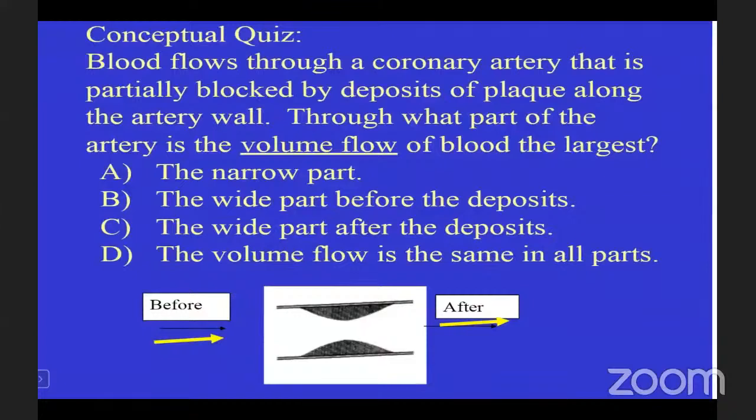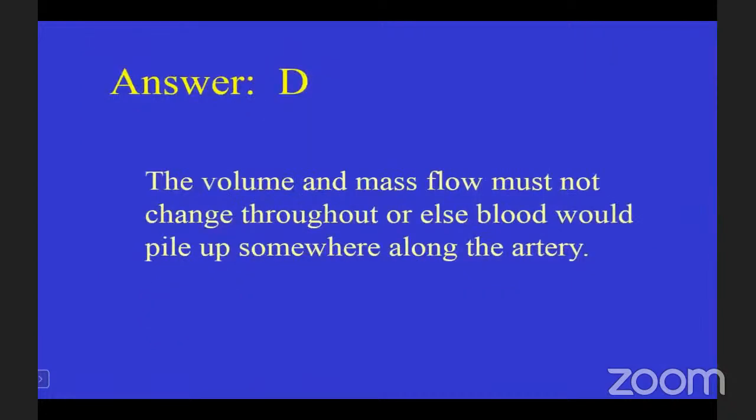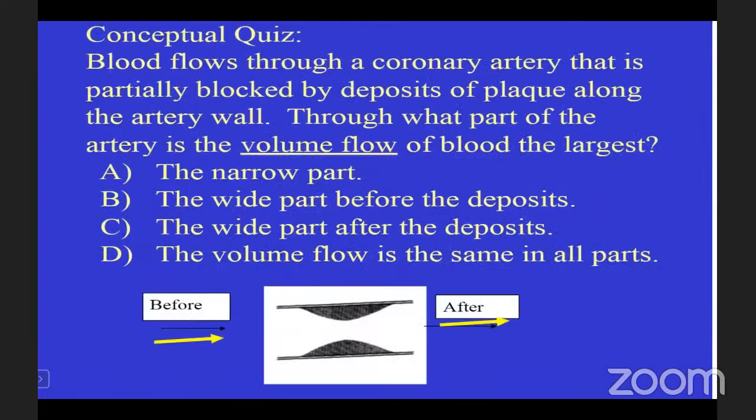So next, another conceptual bit. Blood flows through a coronary artery that is partially blocked by deposits of plaque along the artery wall. In what part of the artery is the volume flow of blood the largest? See here, the answer is the volume and mass flow must not change throughout, or else blood would pile up somewhere along the artery. The answer is D. The volume flow is the same in all parts.